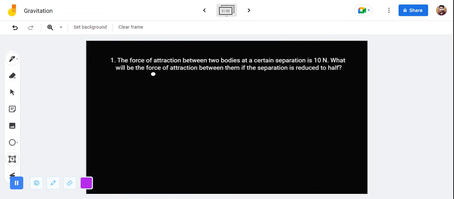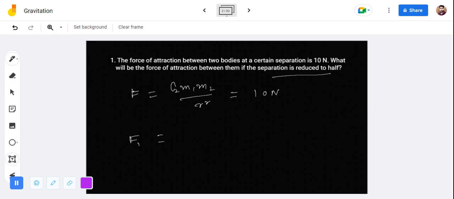First question: the force of attraction between two bodies at a certain separation is 10 Newton. What will be the force of attraction between them if the separation is reduced to half? Now, the gravitational force of attraction can be written as G m1 m2 by r square. According to the question, the value of this force is 10 Newton. Now we have to find the force when the separation is reduced to half.